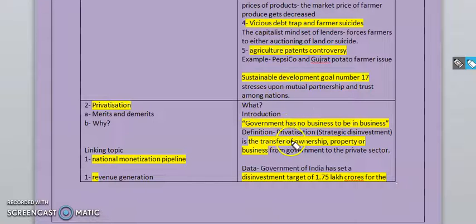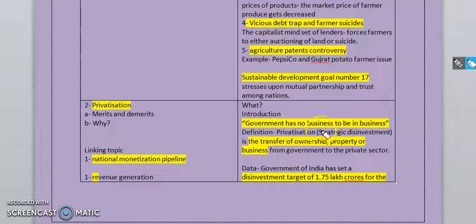Whenever we write an answer to any question, we start with the introduction, and in the introduction we can write the definition of privatization. Writing a quote is also, I would say, a good start to your answer. The favorite quote of this government is, "Government has no business to be in business." So you can start your answer by writing this quote, and then see the definition of privatization.